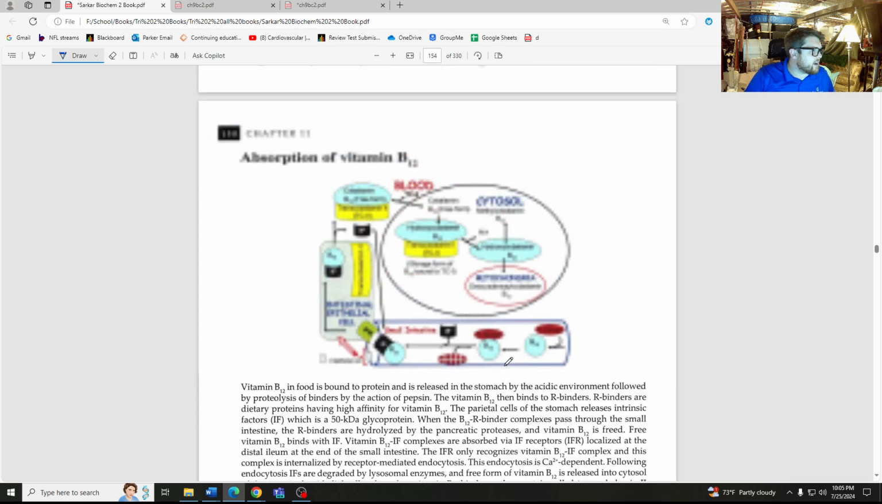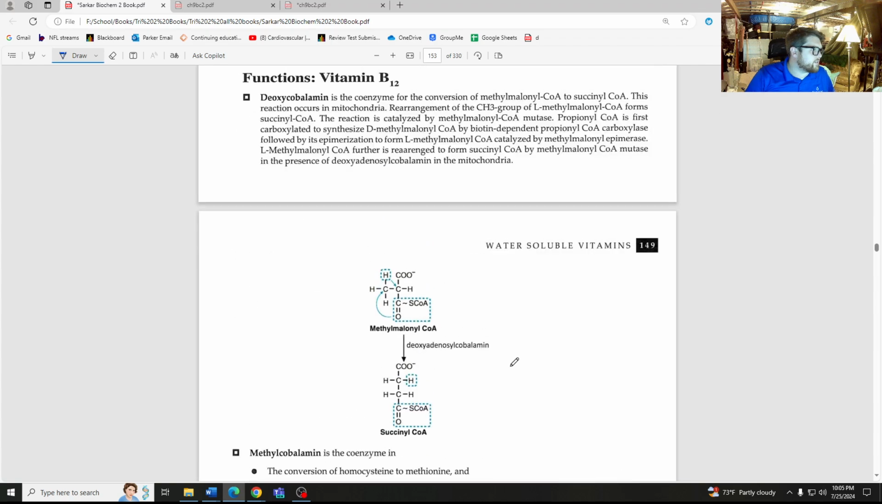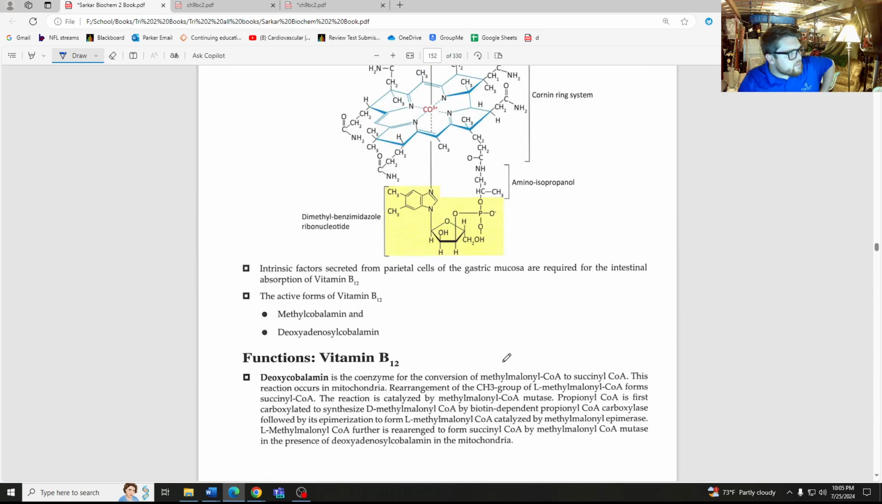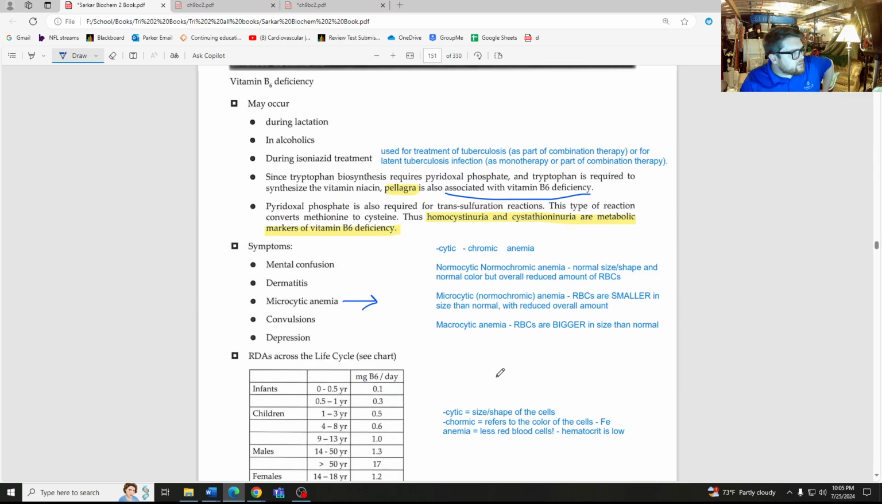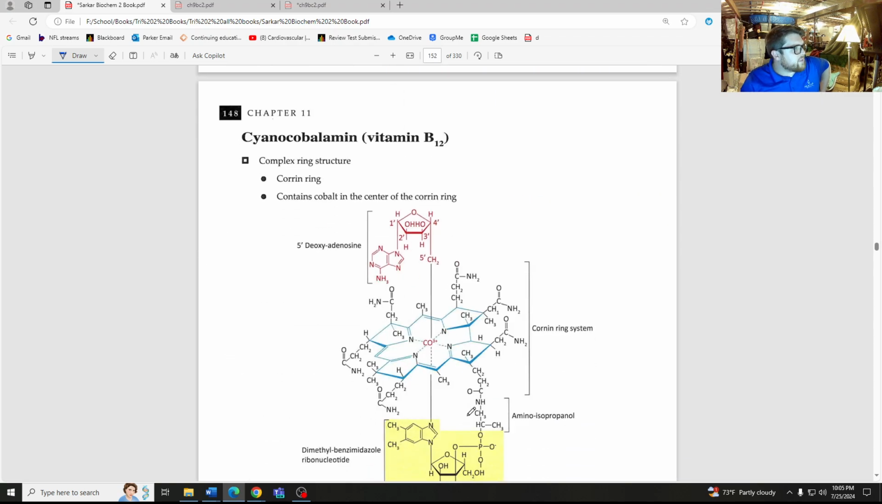Okay. Finally, B12. B12 is a big one in this one. Cyanocobalamin, aka vitamin B12. Most of the time, you'll see it just called cobalamin instead of the full cyanocobalamin. The active form is when it's methylated. We get methylcobalamin.